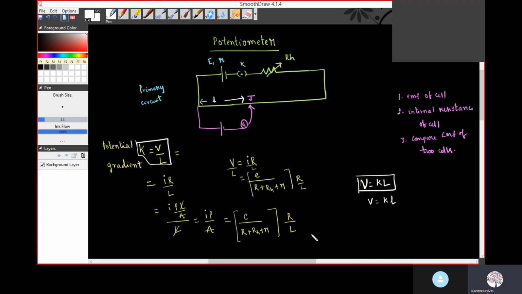Now when you are getting the galvanometer reading as 0, that means this potential and this potential are both the same. The potential difference is the same, that's why it is giving 0. So this is the balanced condition. So here, let us take this EMF as E, which I will write in italic. So E is equal to K into L, because these potentials are the same.